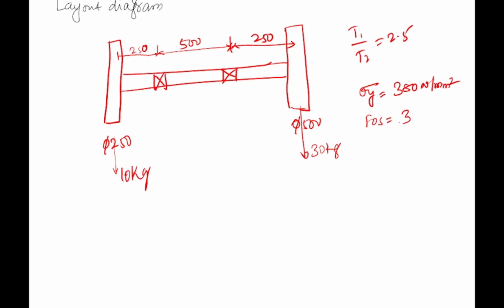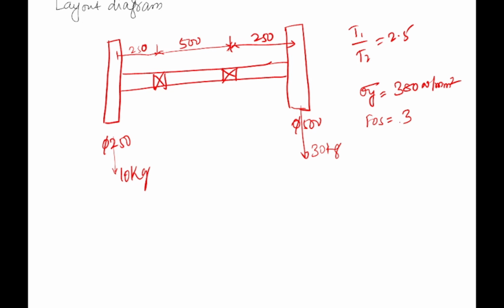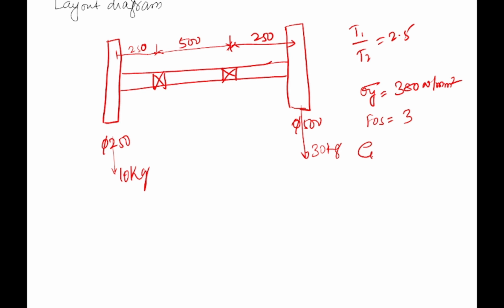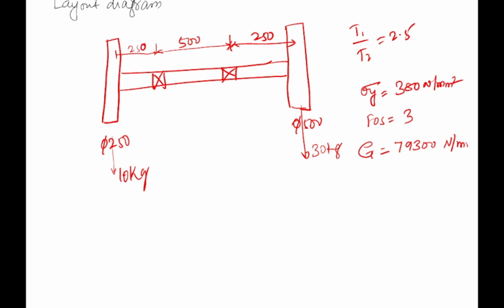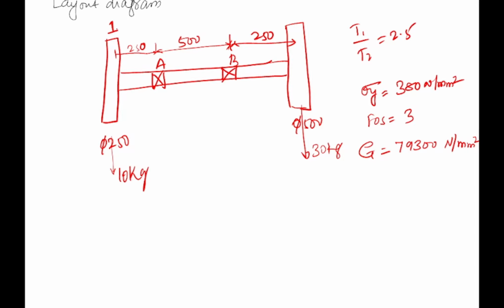Estimate the suitable diameter by using the strength, and if the permissible angle of twist is 0.5 degree per meter length, calculate the shaft diameter based on the torsional rigidity. So now they have provided G also. So based on G, you need to calculate the diameter of the shaft here. Okay, so you have two supports A, B. This is pulley 1, and this is pulley 2.